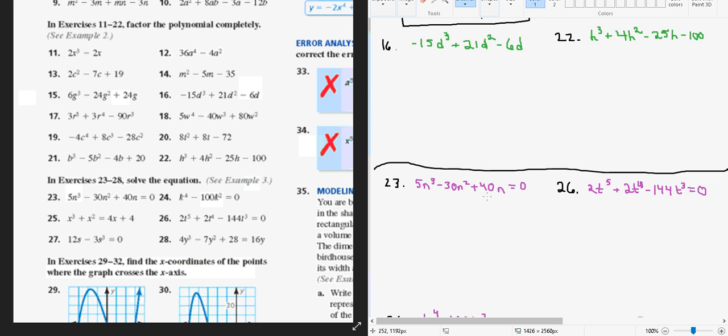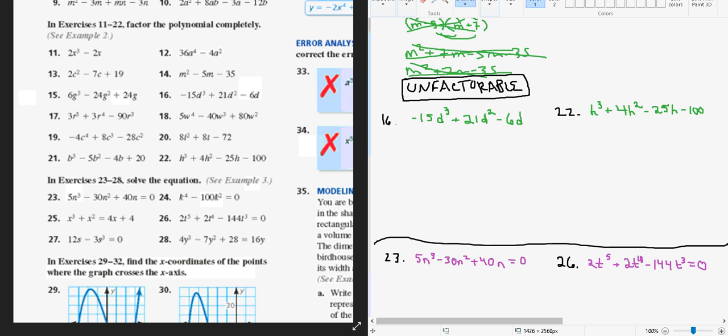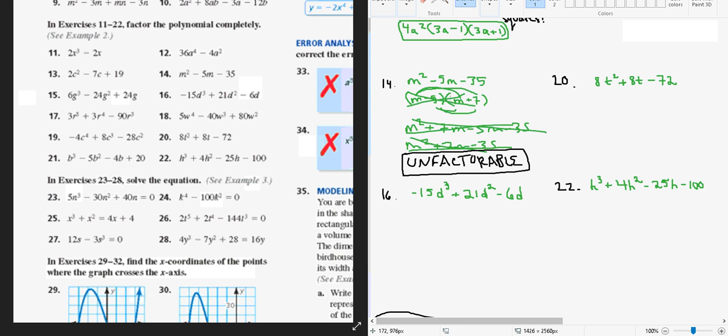All right, so let's go to number 16. On number 16, again, we've got a trinomial, but this one, do we have a greatest common factor? We always want to check that first. It'll make our lives a lot easier when we go to try to factor. So right away, I see all three of these terms contain the same variable, so I can factor out d.